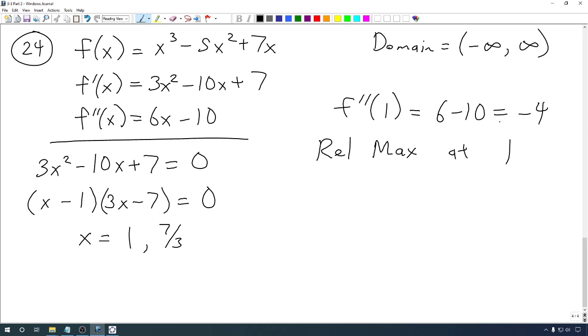Remember, when we have negatives for the second derivative test, it's actually a maximum, not a minimum. Might feel backwards, but that's the way it goes.